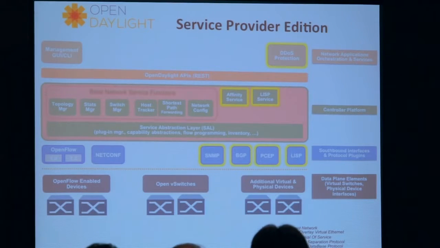The Service Provider Edition also brings along the DDoS protection application, Affinity services, the Lisp service, and brings the southbound protocols additionally, SNMP, BGP, PCEP, and Lisp. So can you clarify the BGP part? What are BGP-LS? Oh, BGP-LS only. Yeah, topology discovery. And thank you, I'll be a little more specific in this slide.